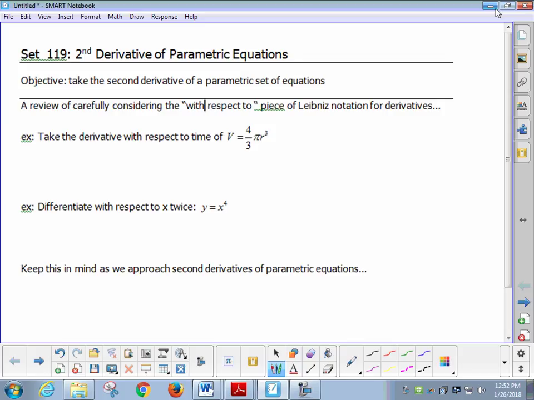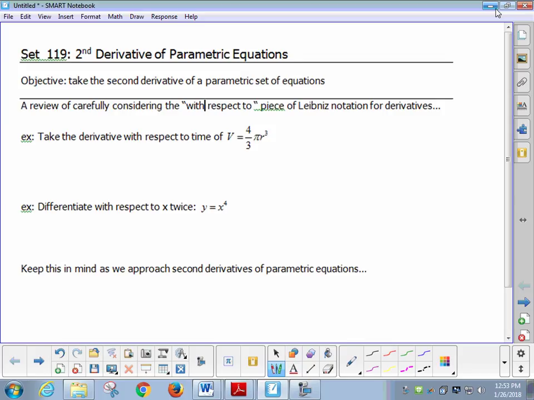Okay, so the second derivative parametrically has got a little bit of counterintuitive to it. There's a common mistake people make, and it's totally understandable that they make it. But if you give me a chance, I'll prove to you that misconception is foolishness and that you should never make it. So it goes like this.